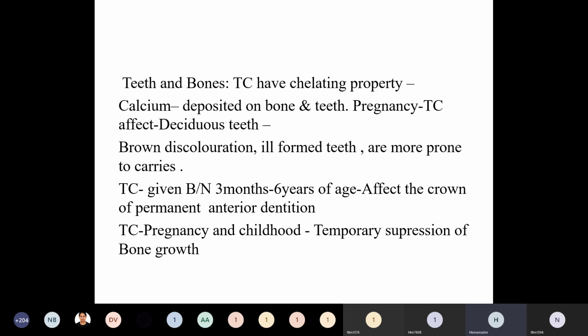Teeth and bones. Tetracyclines have a chelating property, as I told in the beginning. They chelate with the calcium deposited on bone and teeth. In pregnancy, if you give tetracycline, it affects the deciduous teeth in the fetus, and in children after birth too. So there is brownish discoloration, ill-formed teeth, and they are more prone to caries. Tetracyclines, if given between 3 to 6 years of age, affect the crown of the permanent anterior dentition.